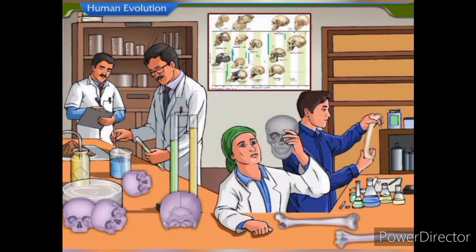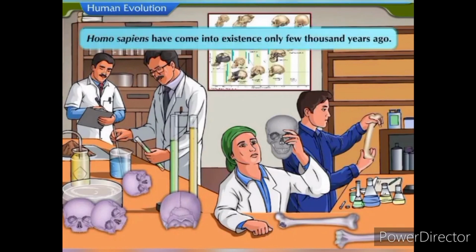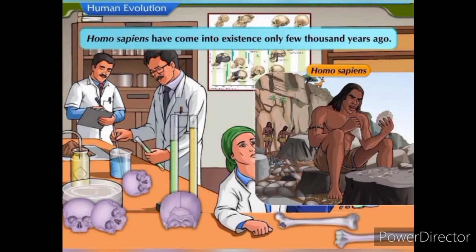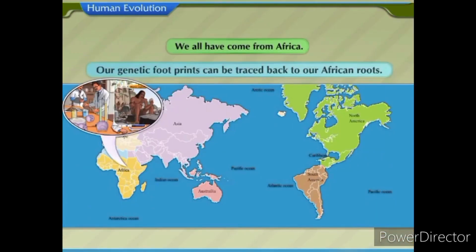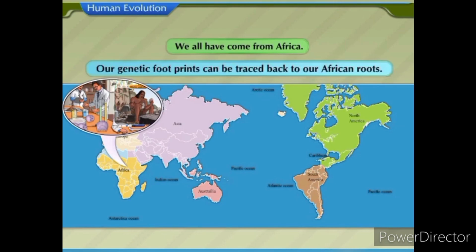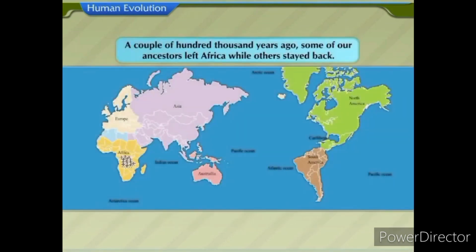By research, it has been established that we have come into existence only a few thousand years ago. We all have come from Africa. Our genetic footprints can be traced back to our African roots. A couple of 100,000 years ago, some of our ancestors left Africa while others stayed back.